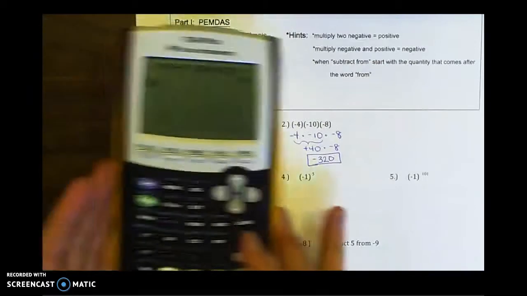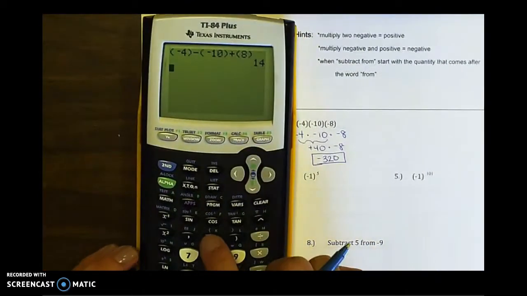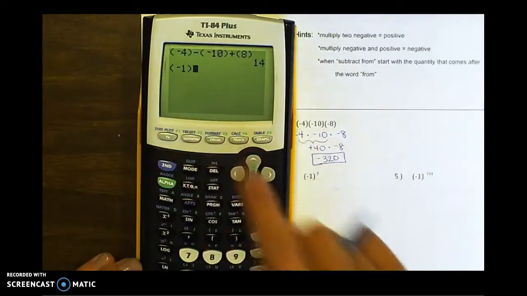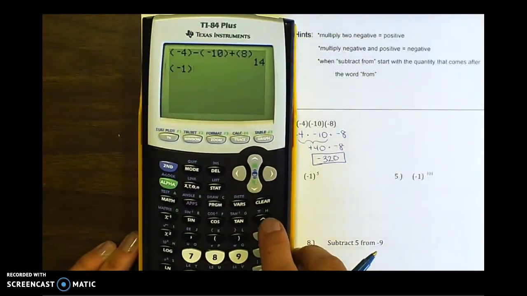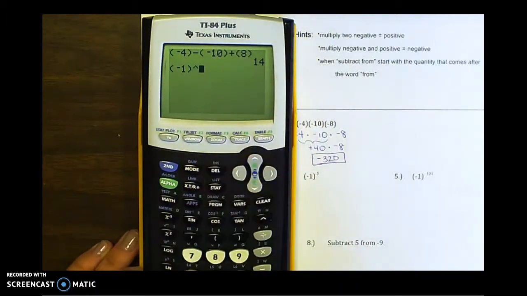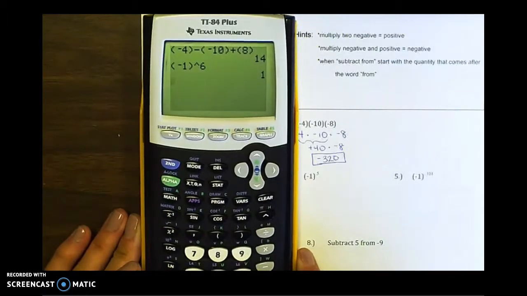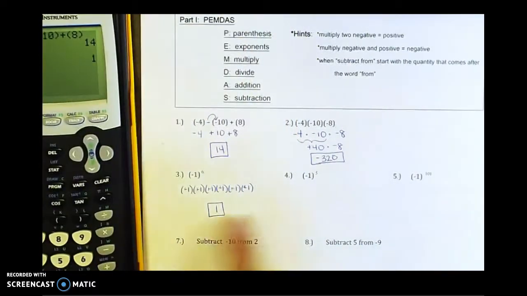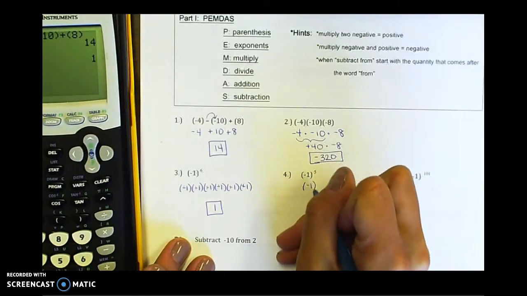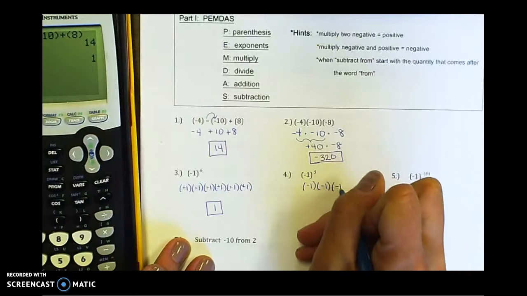And if I wanted to check that in the calculator, I'm going to go ahead, parentheses, -1. It has to go in parentheses. And then this little button here is called the caret button. We push that button, and that means it's being raised to the 6th power. And we hit enter, and we get positive 1. All right, so let's try the next one. Now we have positive 5 as your power. So I'm going to rewrite -1 five times.